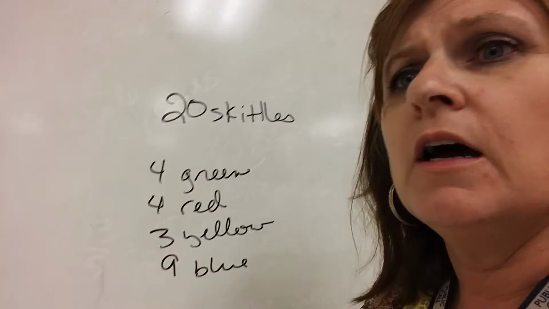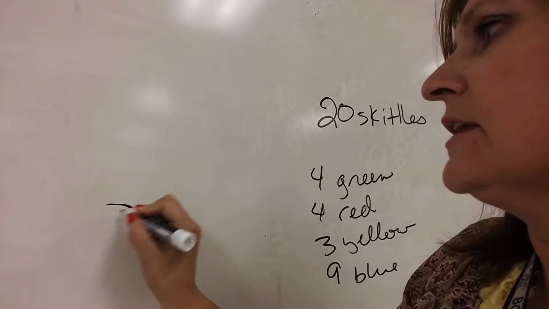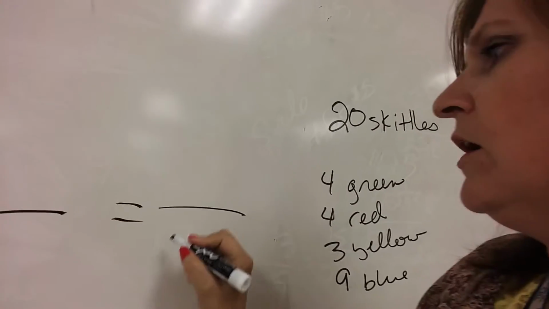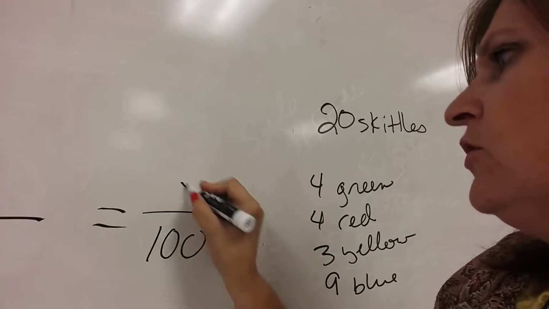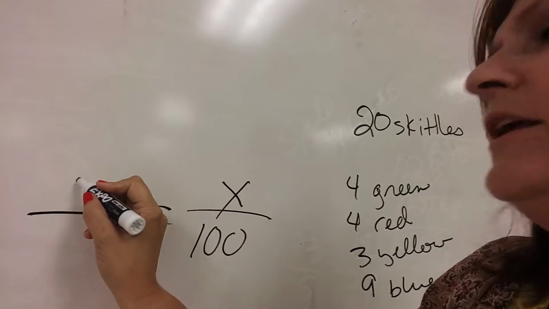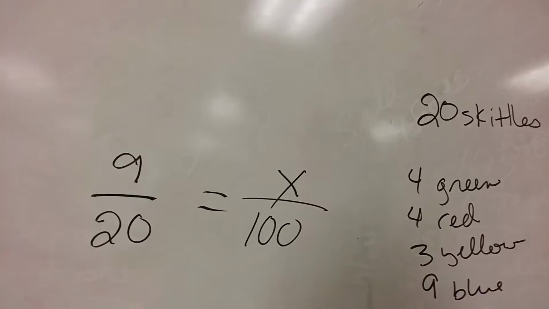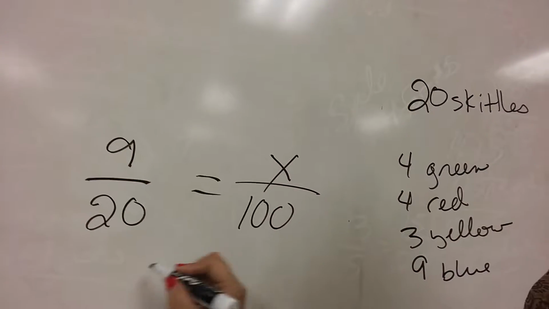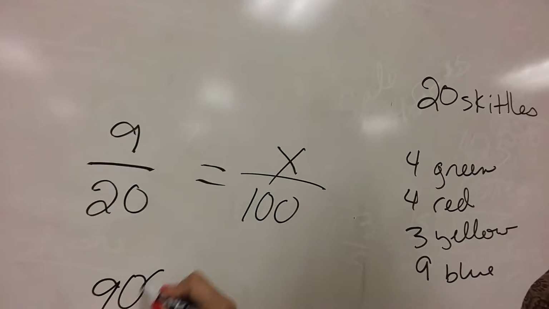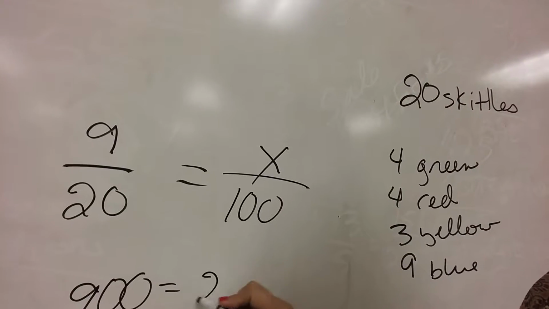So this is going to be our proportionality. We're going to set this up here, and we say, well, we're looking at 100%. I don't know what my percentage is, but I know that I have 9 out of 20, and then I can just go ahead and multiply. 9 times 100 is 900, and 900 would equal 20x.